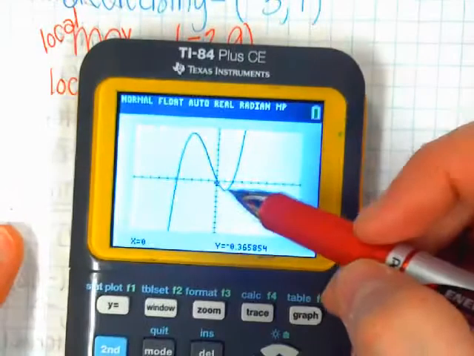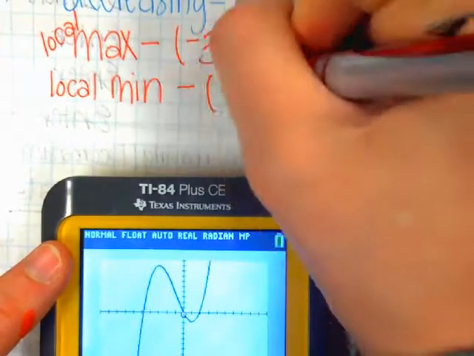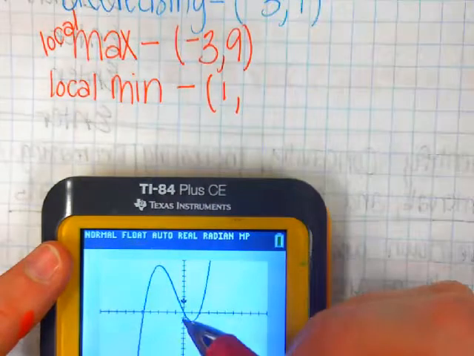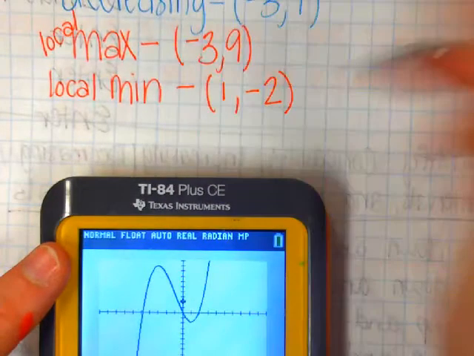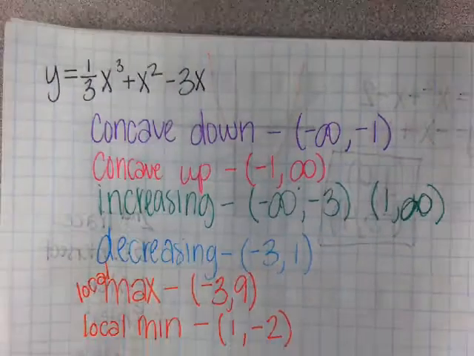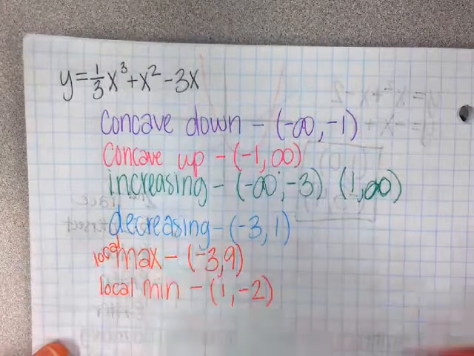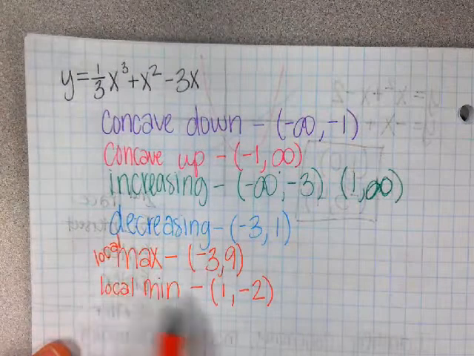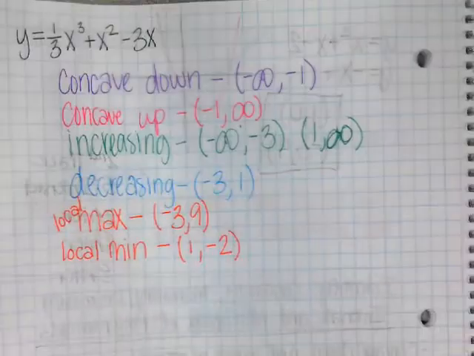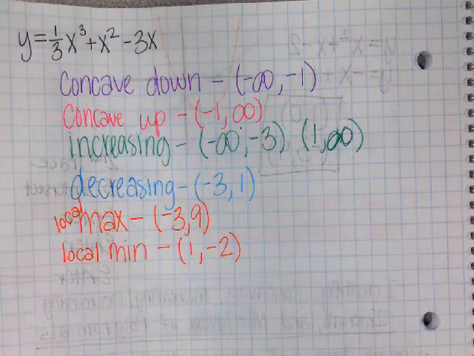And then we have a local min, because same thing, it's not the lowest point of the entire graph, it's the lowest point of just that part. And it's at 1, negative 2. So that is everything about your graph. Notice I talked about when it's concave down, when it's concave up, when it's increasing, when it's decreasing, what the local max, what the local min is. So those are all of the pieces of information you're going to need on your assignment.